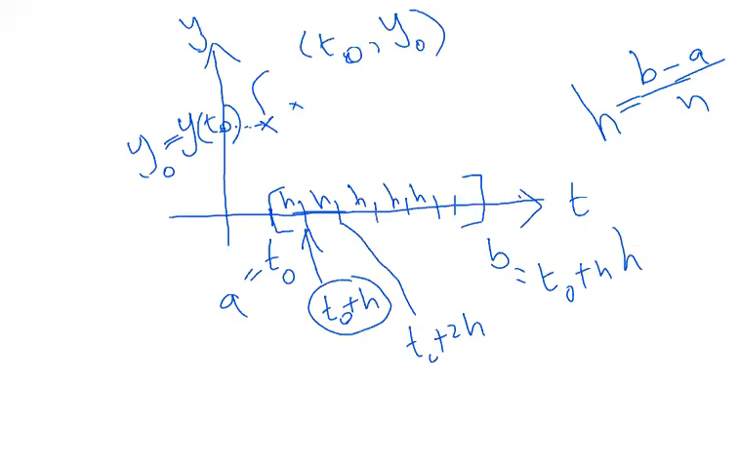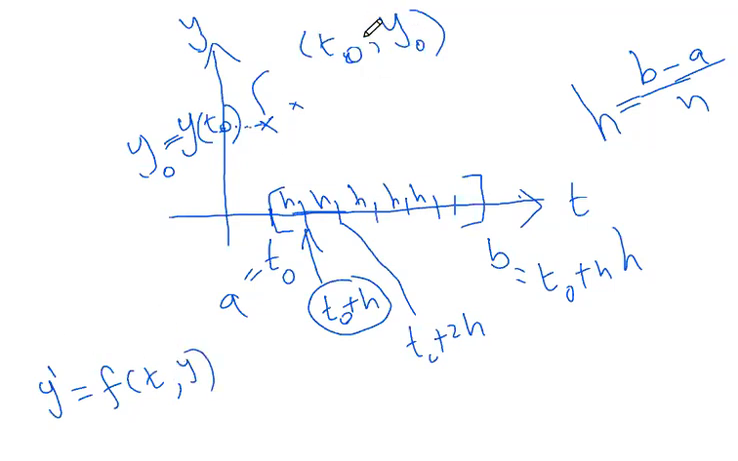This point is initially given, right? So you know the slope function. This is our equation, y prime is equal to f of... Oh, we use t, right? Not x. t is our independent variable.